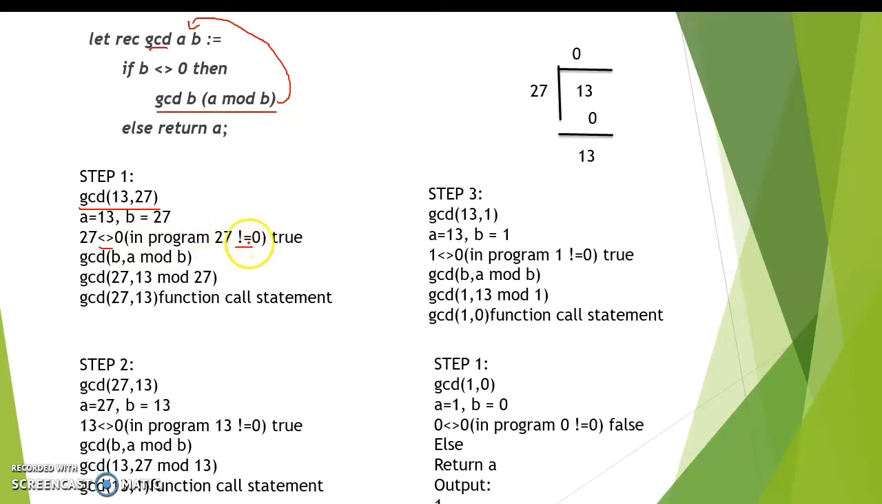27 not equal to 0: this condition is true. When the condition is true, the control goes to the next line, that is GCD of B comma A mod B. In the algorithm we just leave a space, but in programming we write B comma A mod B. Now we substitute the values of B and A mod B. What is the value of B? 27, and the value of A is 13, so 13 mod 27.